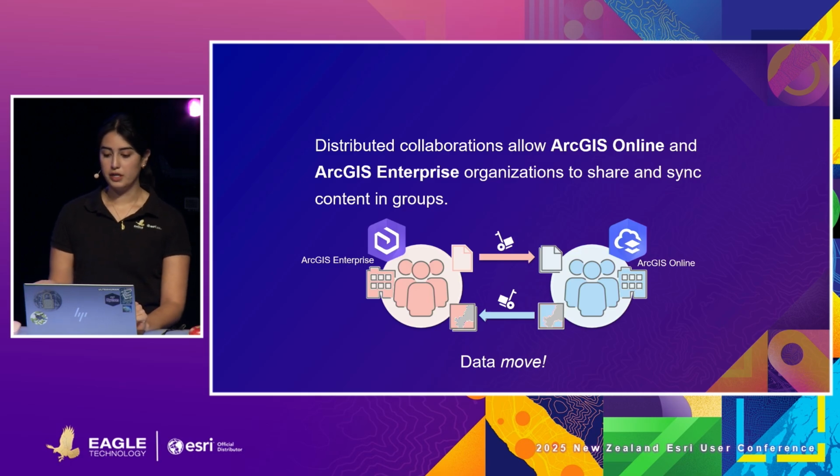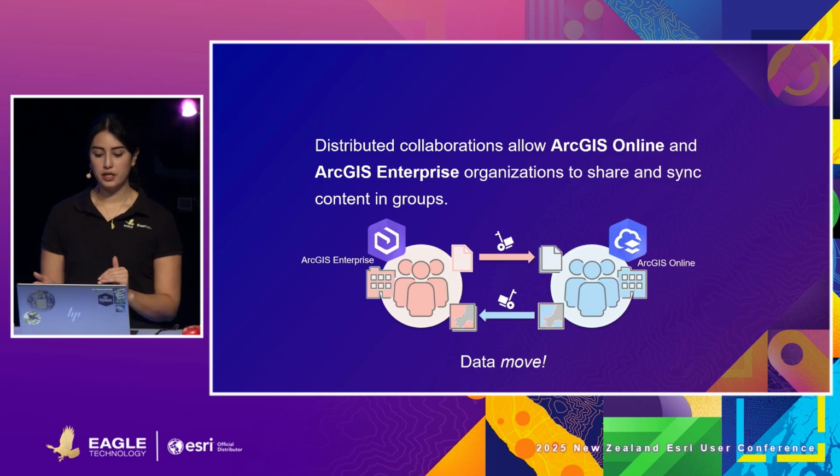Then distributed collaboration lets ArcGIS Online and ArcGIS Enterprise share and sync content through groups. So here, data actually moves. Whether it's copied or referenced, it allows ArcGIS Enterprise and ArcGIS Online organizations to work together.